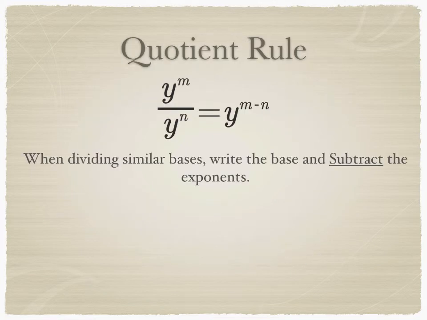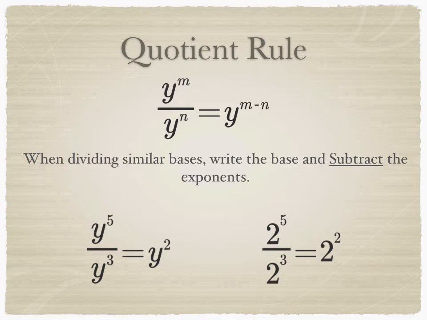On to the next rule, which is the quotient rule. Like when we multiplied, we used the product rule. When we divide, we'll use the quotient rule, and instead of adding the exponents, we'll subtract them. So y to the 5th divided by y to the 3rd becomes y squared.